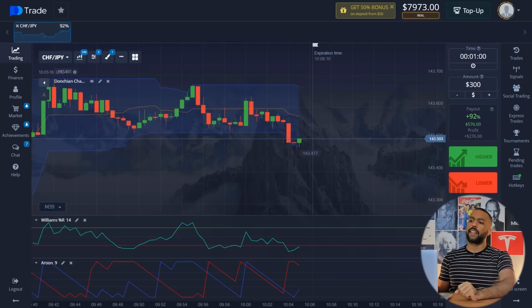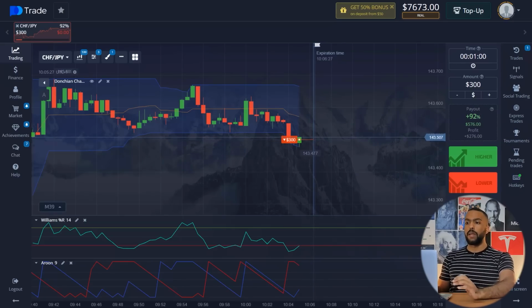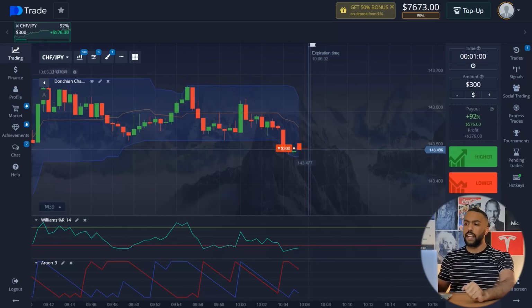But now the price is at least trying to expand the consolidation range. So I will open a down trade for $300 for 1 minute. And this time, the data from the Williams and the Aroon indicators were the opposite. The Williams line being in the oversold zone, it came close to the minus 80 level and is ready to cross it from the bottom up, which is a signal about a possible increase in price.